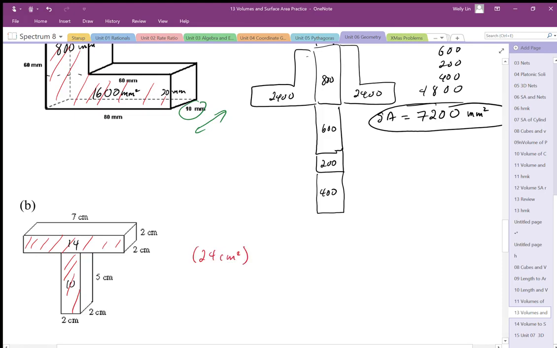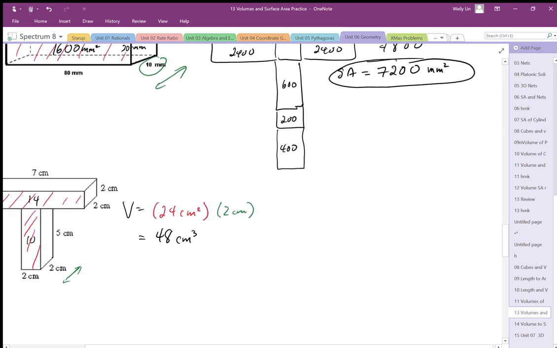Okay, so my volume, I'm going to calculate by the area times the thickness. The thickness in this case is going to be 2 centimeters. So I'm going to do 2 centimeters of thickness, and that's going to give me a total volume of 48 centimeters squared times centimeters gives me cubes. Okay, so that's how we generate the volume.